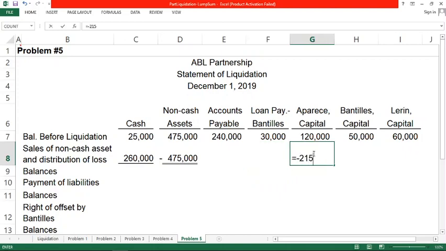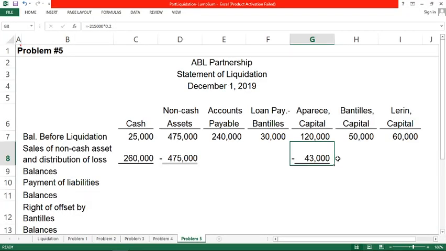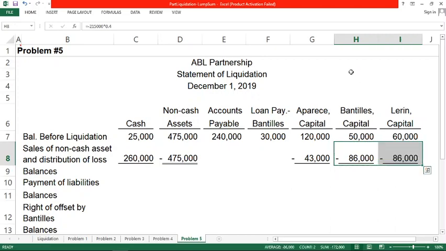So, 215 times 20 or 20% or 20 over 100. The same lang din naman yan, 20%. Ma'am, saan po kinuha si 20%? Dito po yan, 20 is to 40 is to 40. So, a total of 80 of 100. So that's 20 over 100, equivalent to 20%. So Paris is going to absorb 20% of the loss, and the other partners, they will be absorbing 40%, 40 each. So a total of 86 each.